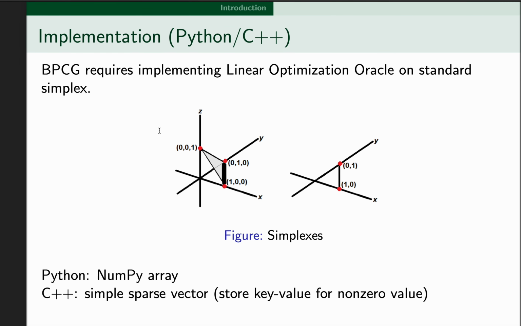This is the simplex. The BCG algorithm requires implementing a linear optimization oracle over the simplex. The linear optimization oracle on the standard simplex finds one of the vertices of the simplex which minimizes the dot product with the gradient value.